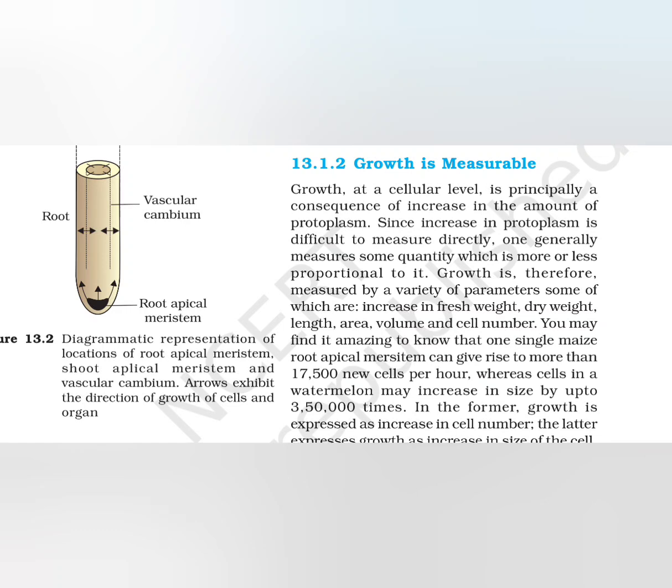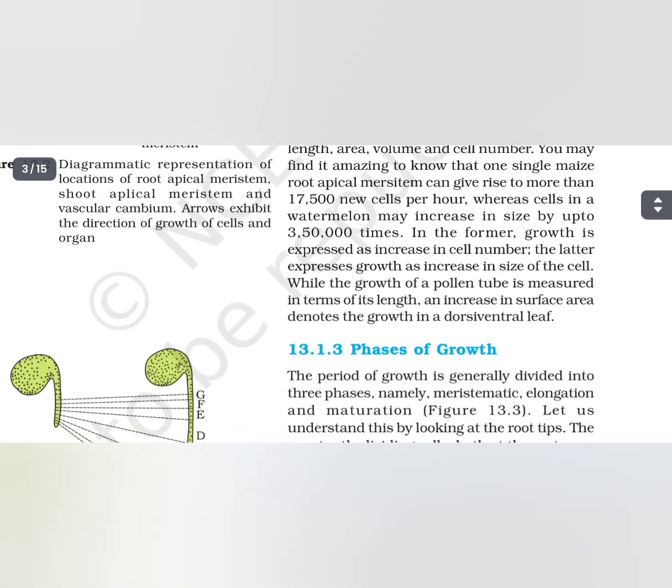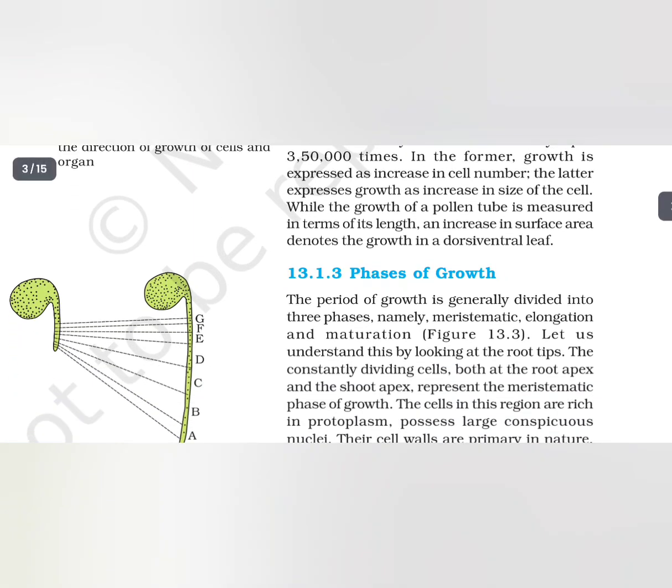You may find it amazing to know that one single maize root apical meristem can give rise to more than 17,500 new cells per hour, whereas cells in a watermelon may increase in size by up to 350,000 times. In the former, growth is expressed as increase in cell number. The latter expresses growth as increase in size of the cell. While the growth of a pollen tube is measured in terms of its length, an increase in surface area denotes the growth in a dorsoventral leaf.